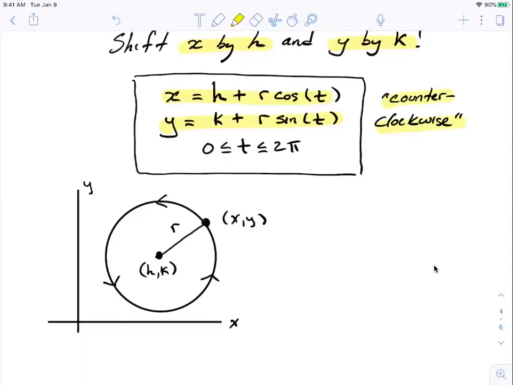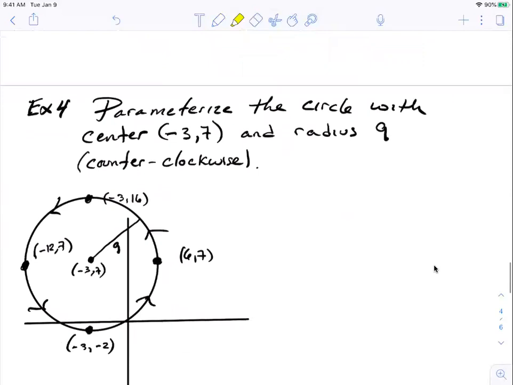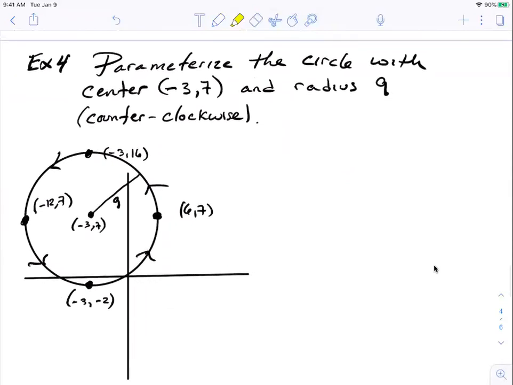All right, let's look at an example. I owe you an example. So let's parameterize the circle. I just kind of randomly made up this point, minus 3, 7, and picked a radius of 9. Here I tried to sketch what I'm doing for you. I labeled some of the other points just to give you a scale of the radius, but the center here is minus 3, 7. I was just picking these other points to draw the picture right.